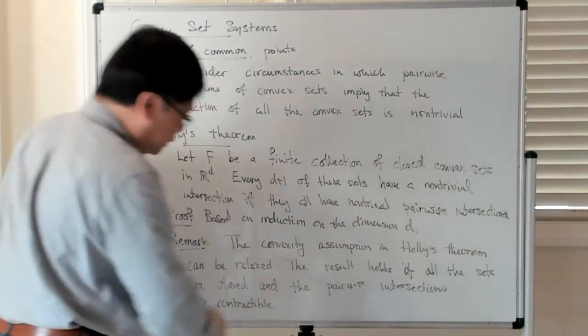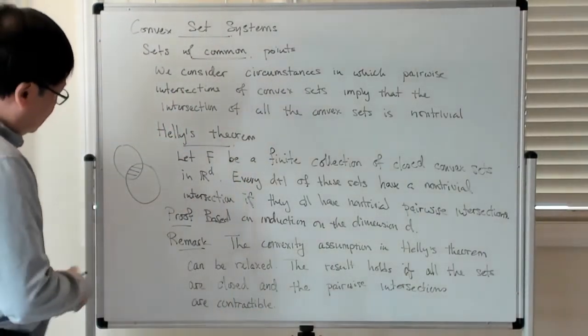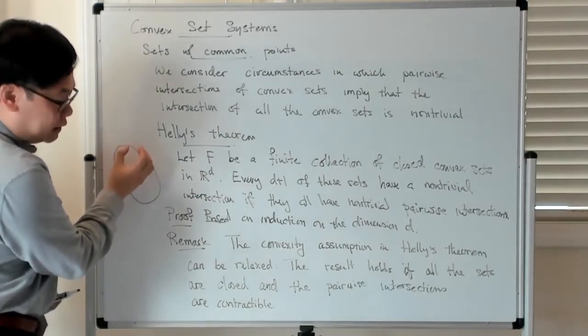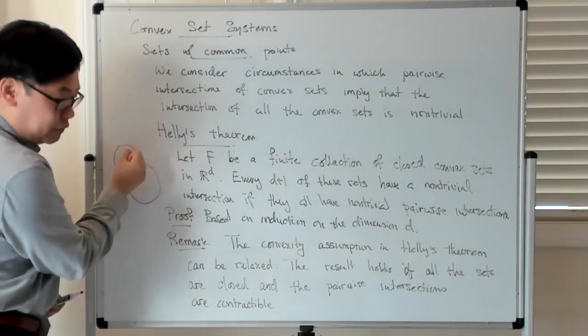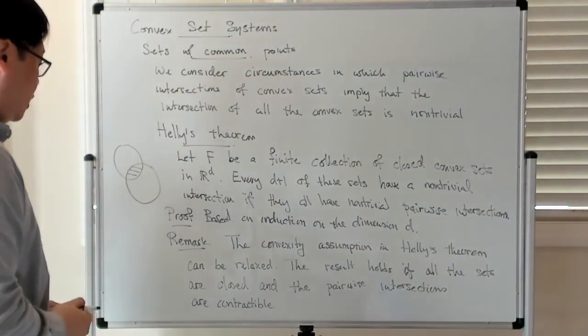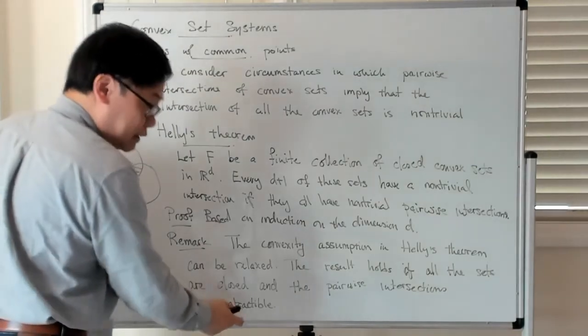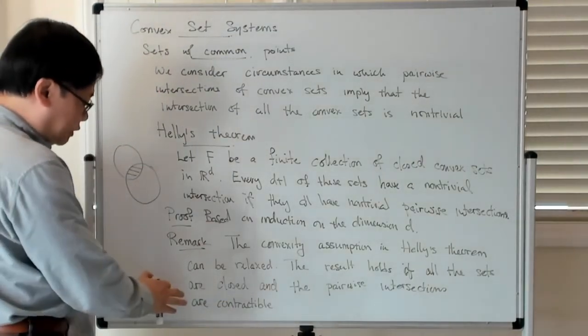I'll say more precisely what that means, but intuitively, it means that you can take that intersection and somehow smoothly deform it to a point. We'll see more precisely what that means in a little bit. Okay, so let me just stop here for a minute.